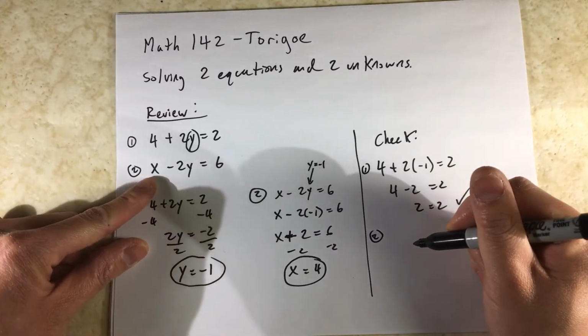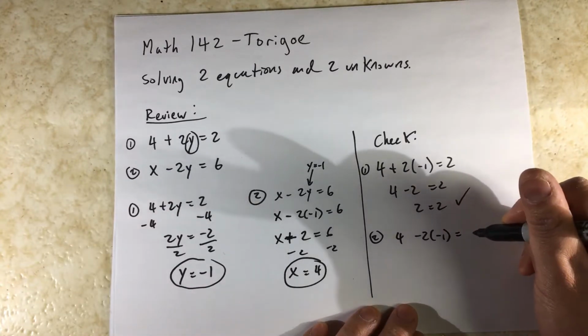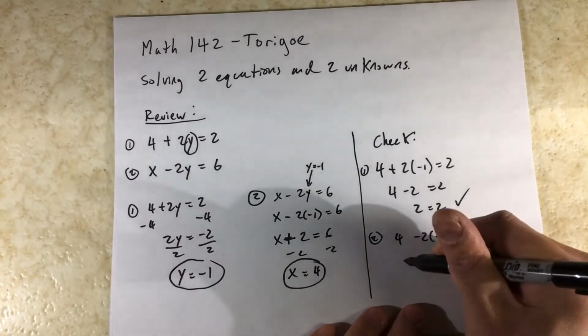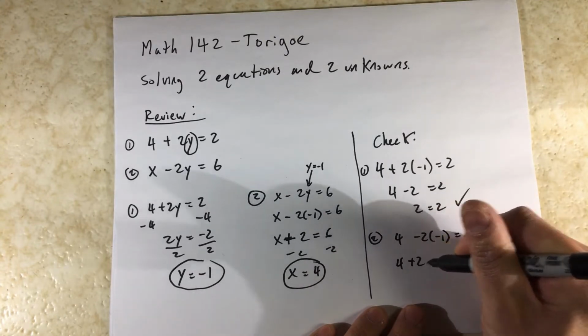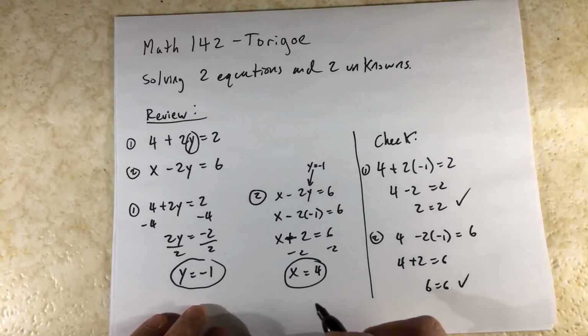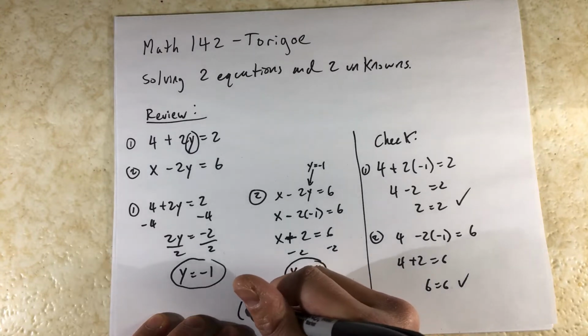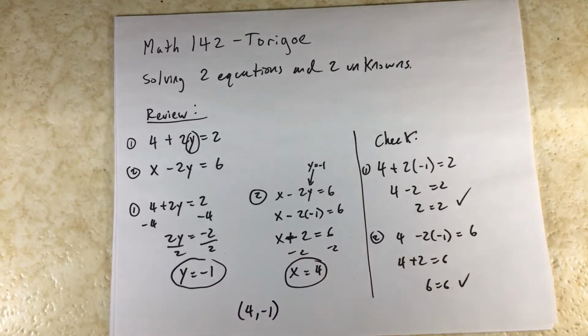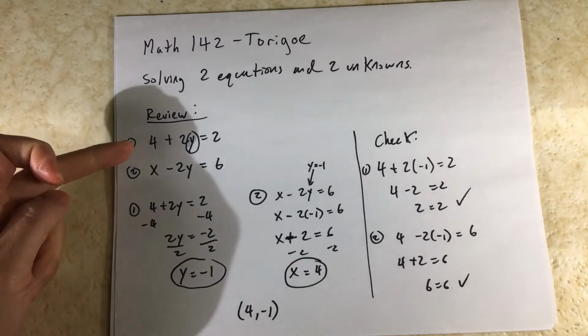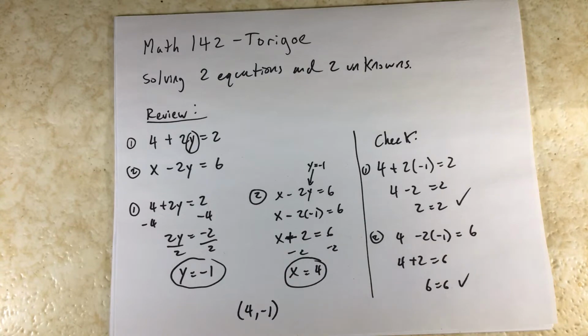So if we plug in x equals 4, minus 2 times y equals negative 1 equals 6. So we get 4, double negative, plus 2 equals 6, 6 equals 6. x equals 4, y equals negative 1 does indeed satisfy it. And also, if you want, you can write this as a coordinate, x equals 4, y equals negative 1. And again, we briefly mentioned this, but there's a graphical interpretation, which is that these are both linear equations, so they're both lines. If you were to graph them, the intersection of those two lines should occur at this point, 4, negative 1.